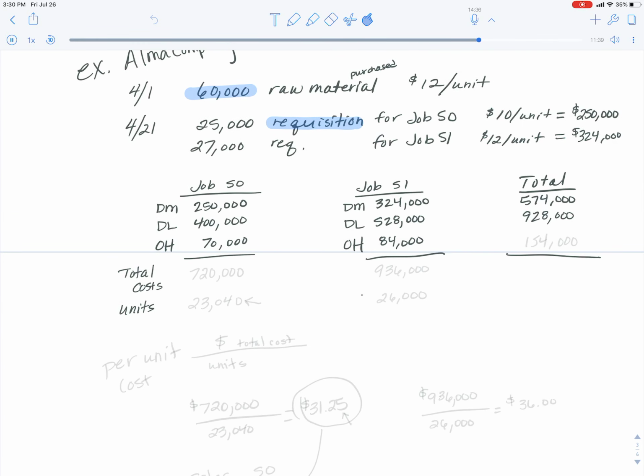So now that we have direct material, direct labor, and overhead for each of our jobs, we can then total up our total cost. So total cost of job 50, $720,000, and job 51 is $936,000. Okay? So that's the total cost of each of those jobs. We could be adding that in over here as well.